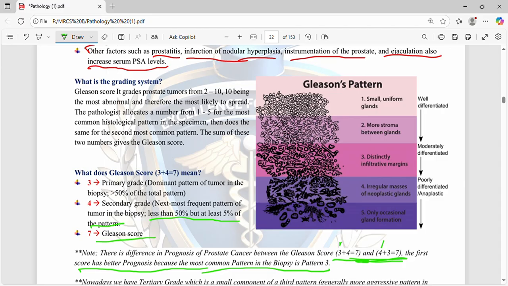So small uniform glands are grade 1, well differentiated. Grade 2 has more stroma between glands, distinctly infiltrative margins, irregular masses of neoplastic glands, only occasional gland formation. So these are poorly differentiated on this side.